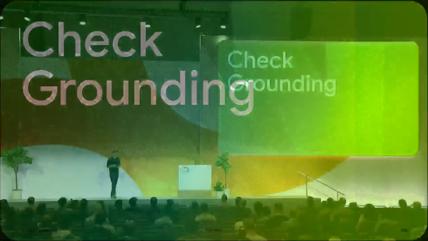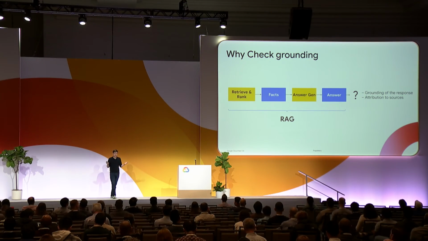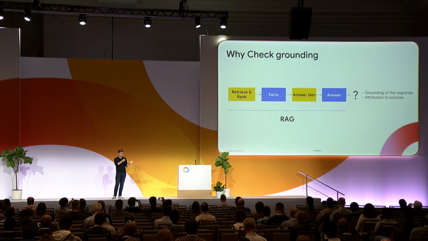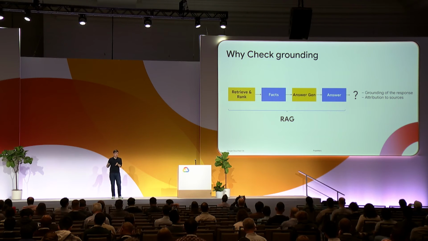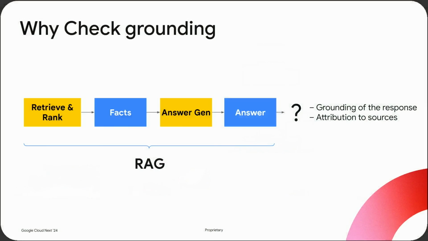The last section I want to talk about is check grounding. So when we look at the traditional RAG workflow, basically it's pretty simple, right? You retrieve and rank some information that gives you some facts, you put them into a prompt, an answer generation component like a large language model, and you have an answer. That's basically RAG. We don't think RAG should actually stop there, and that's why we are introducing the check grounding API, because it's really important to understand whether the generated answer is actually grounded in the given facts, and can I attribute it to the underlying sources? So can I generate citations?